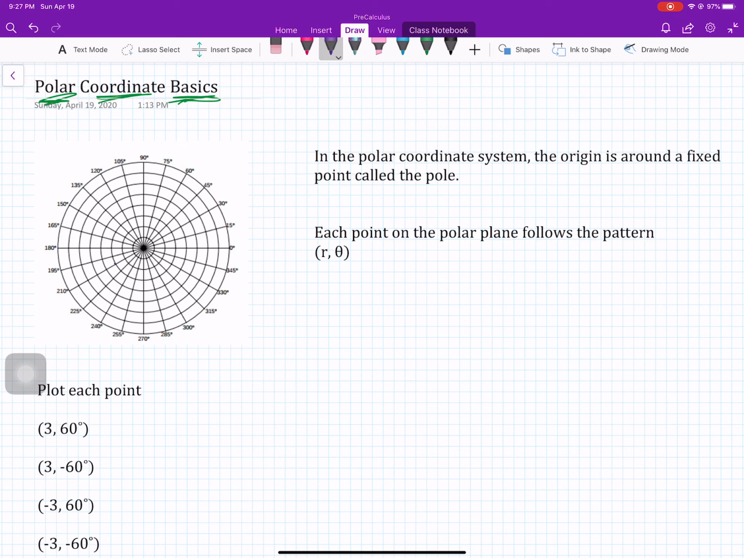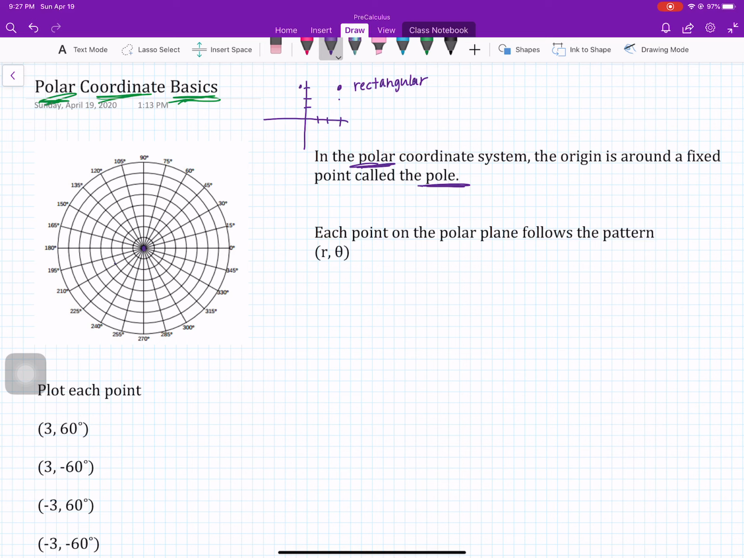So first, the coordinate system, the polar coordinate system: the origin is around a fixed point called a pole, kind of like your North Pole and your South Pole, and your longitudes and latitudes. You're actually making circles to represent your cross sections instead of in the XY coordinate plane, sometimes called the rectangular coordinate plane. You have an X and you have a Y, and that gives you a point somewhere.